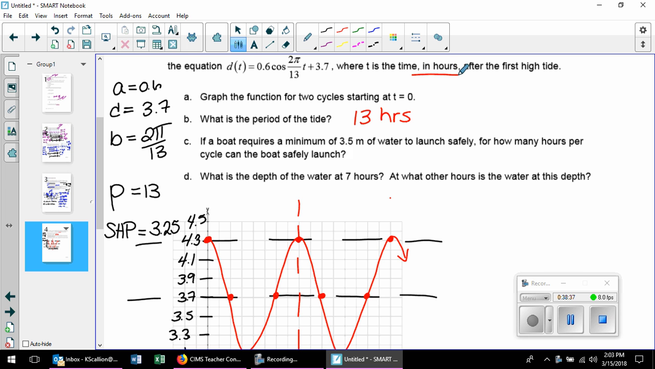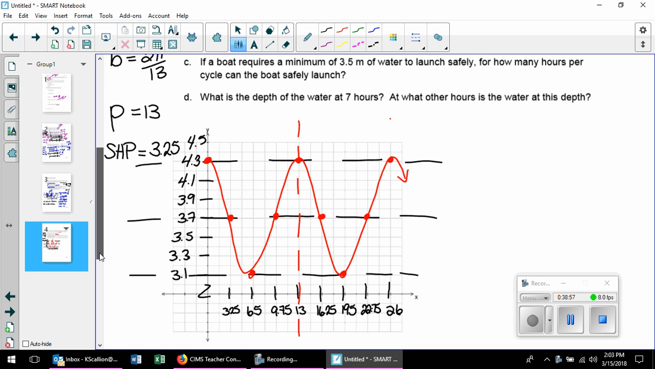13 hours. A boat requires a minimum of 3.5 meters of water to launch safely. How many hours per cycle can a boat launch safely? A lot. So that's right here. So it could launch safely in any of this water. That will also happen over here as well.